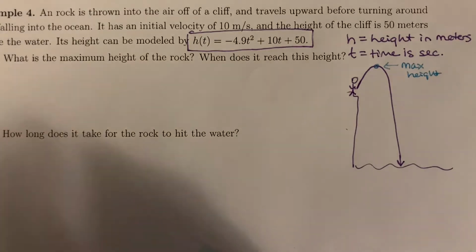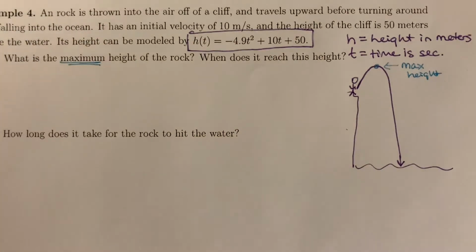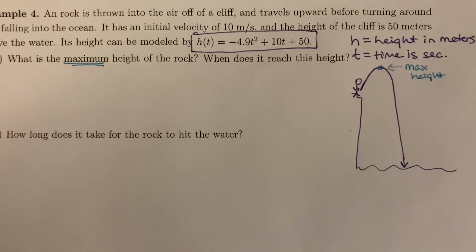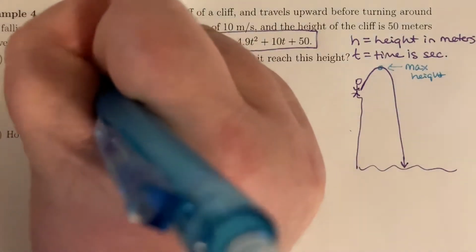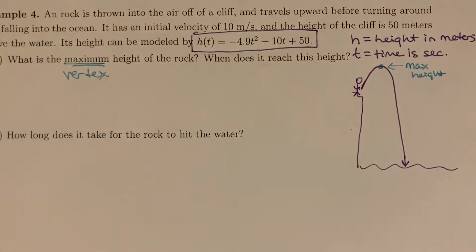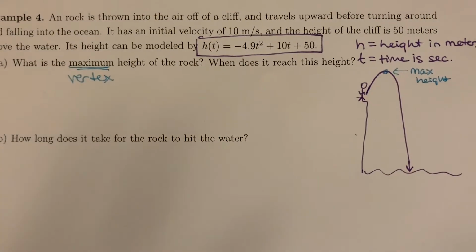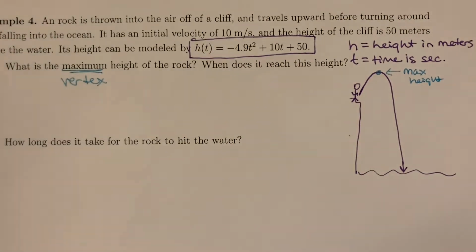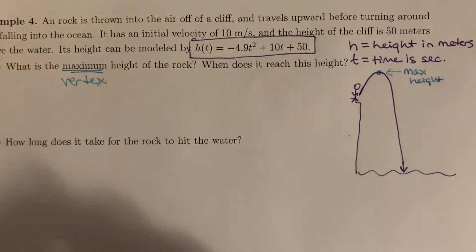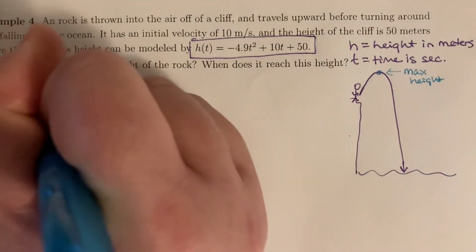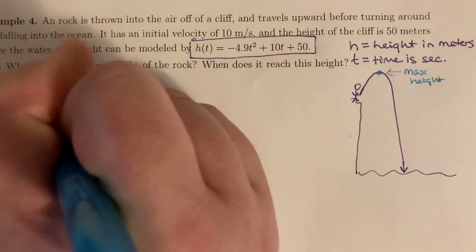Well, anytime we're going to see maximum in chapter 9, that's going to be about the vertex. So we need to be on the lookout for words like maximum or minimum or highest or lowest, because those are going to be the vertices of our parabolas. Hopefully you remember how to find a vertex. The formula is negative b over 2a.